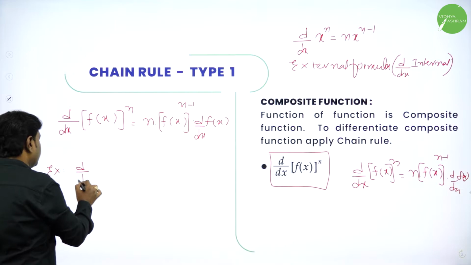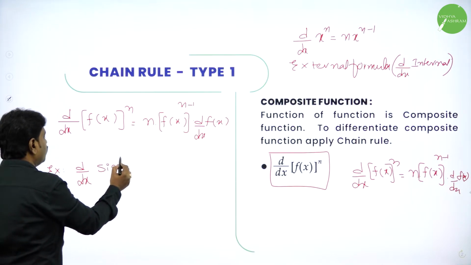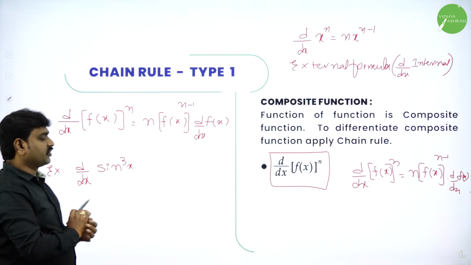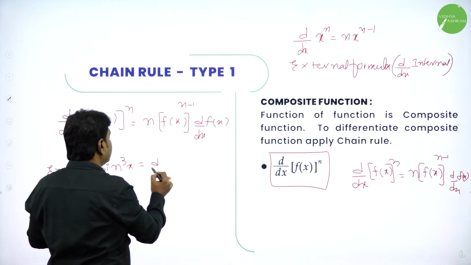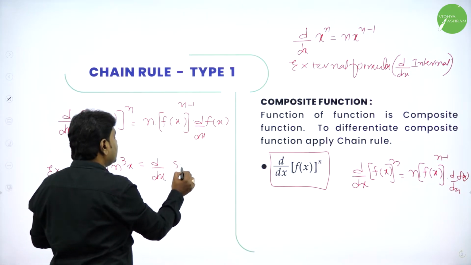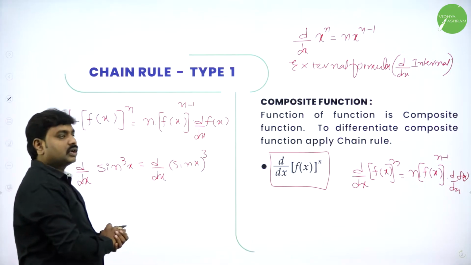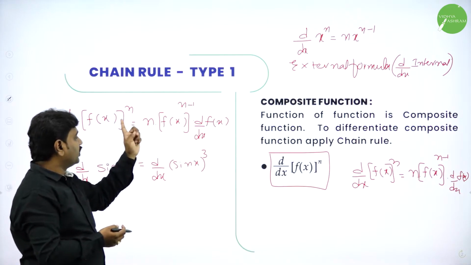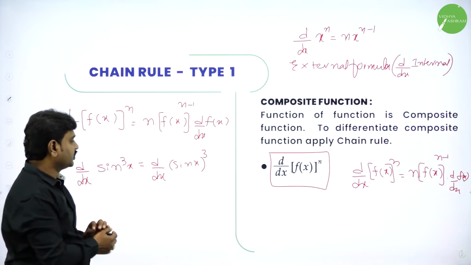D by dx of, say, sin cube x. D by dx of what? Sin cube x. Now I can write this as d by dx of sin x whole cube. Now it is in the form f of x power n. What is derivative of f of x power n? N into f of x power n minus 1 into d by dx of f of x, internal function.